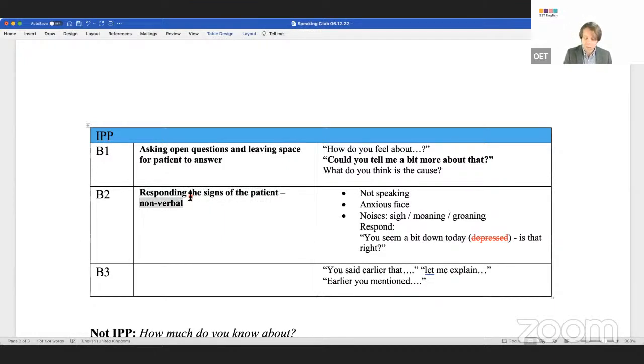All right. He's not speaking. He's not saying, "Doctor, I am anxious now." Instead, he's maybe just not talking very much, or maybe his face is very anxious. Or maybe he's making noises like we said yesterday, sighing, moaning, or groaning. This could be for pain, right? Maybe he's in pain, but he's not telling you directly. When that happens, Ismail, what should you do when you recognize that?